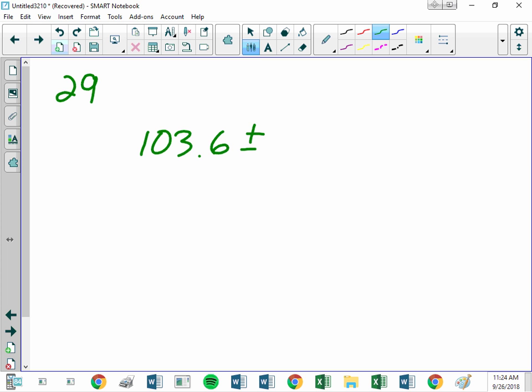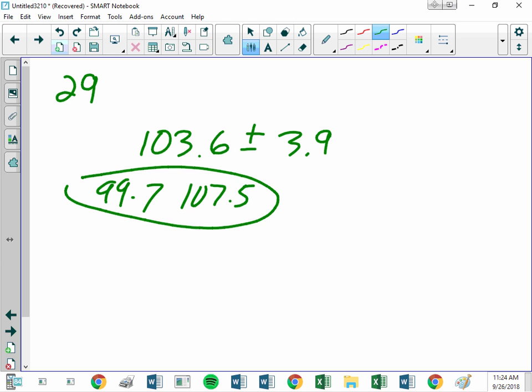So 103.6 plus or minus 3.9. 103.6 plus 3.9 is 107.5, and 103.6 minus 3.9 is 99.7. So let's count them. How many numbers are there between 99.7, so we're going to count the 100s all the way up to the 107s.